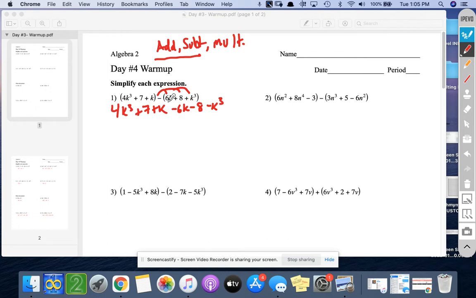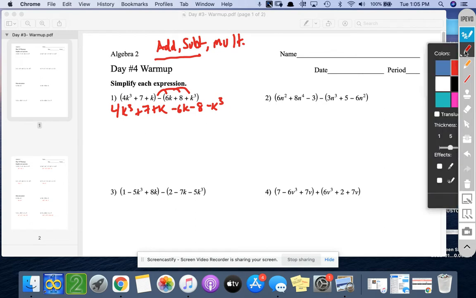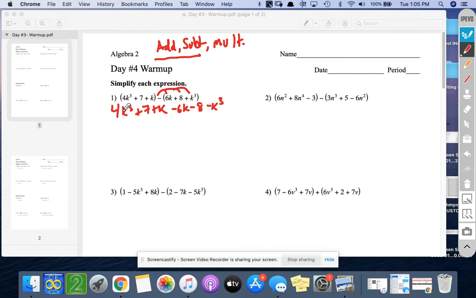Now, I like to do that because now I'm going to look for just like terms. Now, I don't have to worry about double signs and minus, minus, that kind of deal. So if we take a look, I'm going to find the k cubes. So I have 4 here minus 1 is 3k to the third. Then 7 minus 8 is actually negative 1. And then I have 1k minus 6k, which is negative 5k.